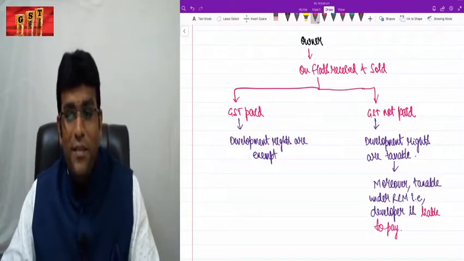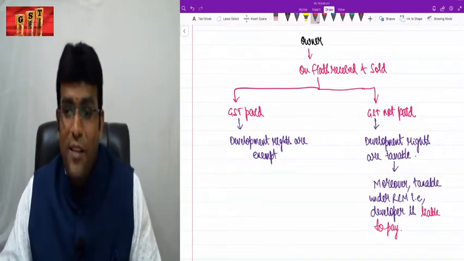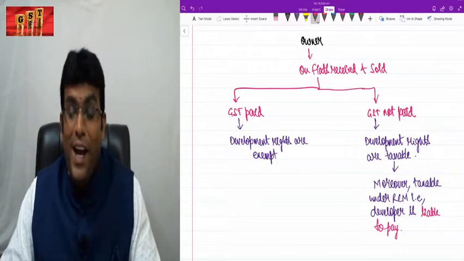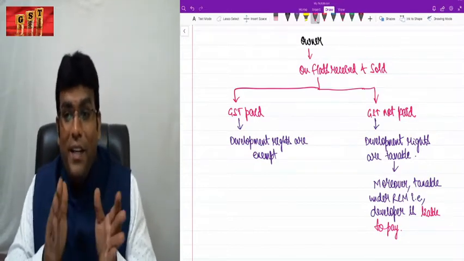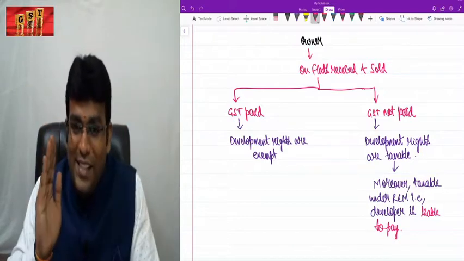Take this, come on, quick, write down, finish off. On flats received and sold, on the flat if GST is paid, development rights are exempt. On the flat if GST is not paid, development rights are taxable. Moreover, we will tax under RCM.